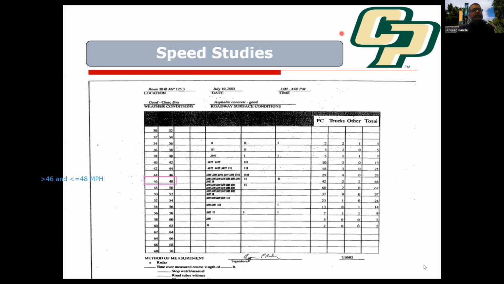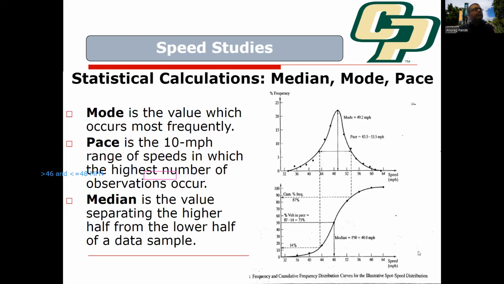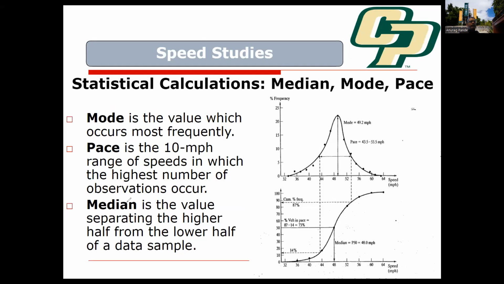Okay, so the next slide, this is what the data looks like. And then once you have the data, you can actually collect this, this is the analysis that you're going to be doing. Mode is the value which occurs most frequently. So here, once you create the histogram using an Excel sheet, that's the lab assignment for you. Pace is the 10 miles per hour range at which speed the highest number of observations occur.